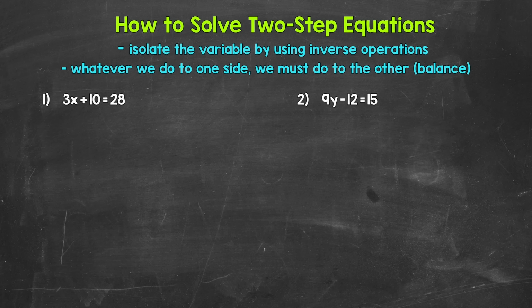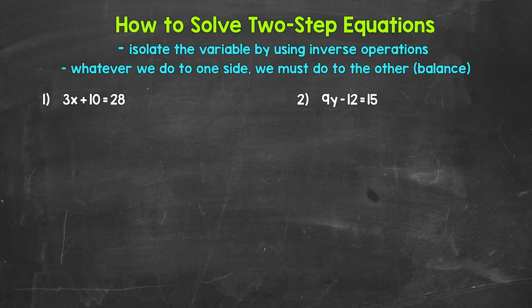Now, when we solve two-step equations, we want to isolate the variable, just like when we solve one-step equations. So we want to get the variable by itself. And we do that by using inverse operations, opposite operations. Basically, we want to use inverse operations to undo the operations on the side of the equation with the variable. And this will isolate the variable. And remember, whatever we do to one side of the equation, we must do to the other. We have to keep everything balanced and equivalent. Let's jump into our examples and see what this looks like.